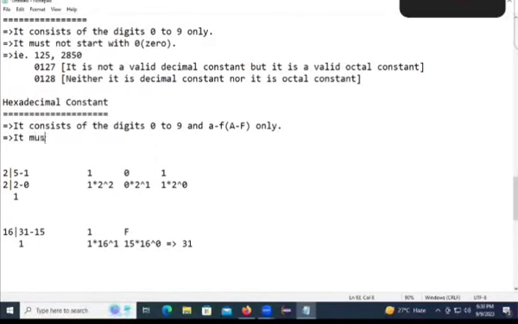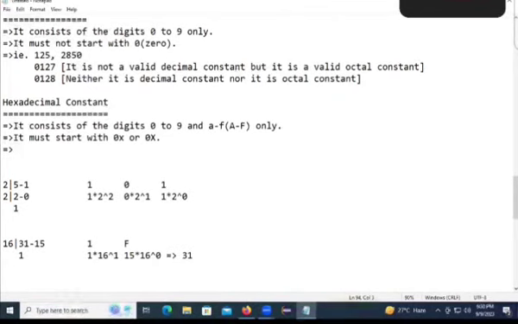And it must start with the 0x. Any number starting with 0x, followed by 0 to 9 and A to F, is a hexadecimal value. That is valid. 0x is valid.